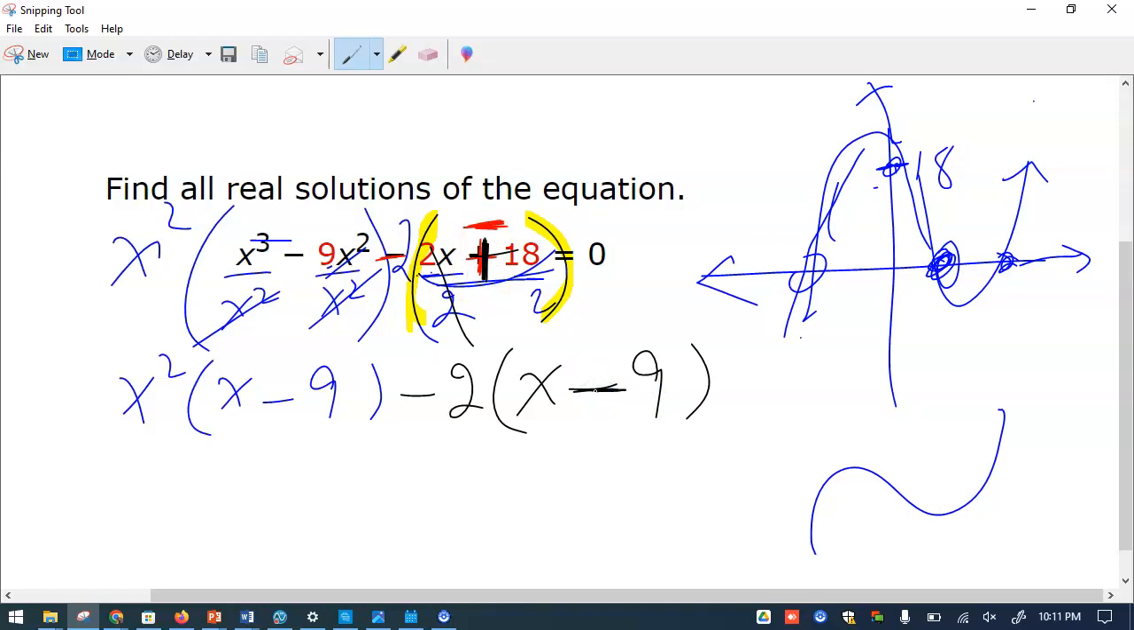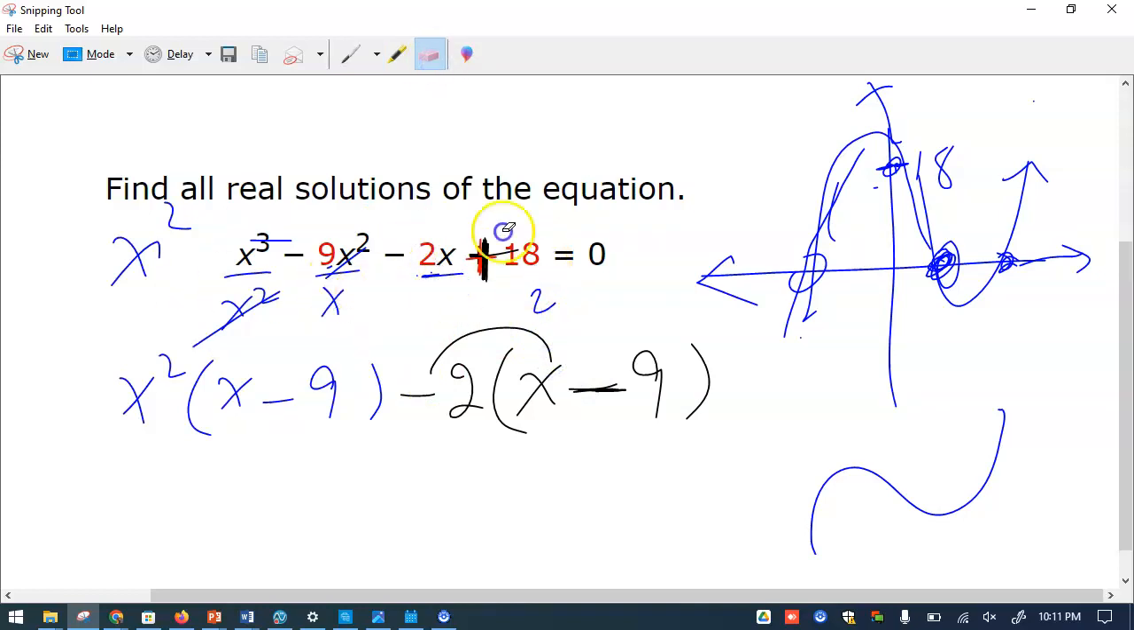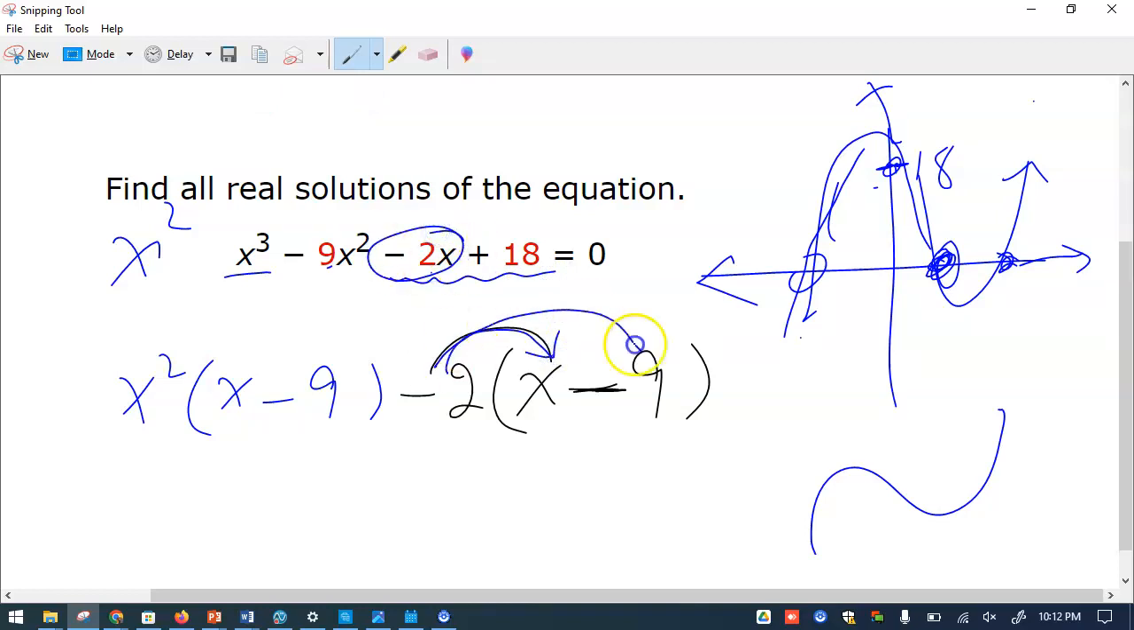And you can check also, if you multiply this, let me take all this off. So if you multiply, it's just undoing the distributive property. Watch this. So if I use the distributive property here, -2 and x is -2x and -2 and -9 is +18. So all we are working on is undoing the distributive property.